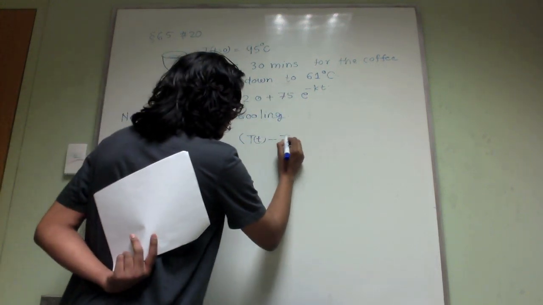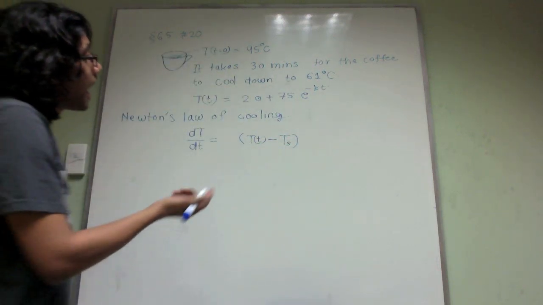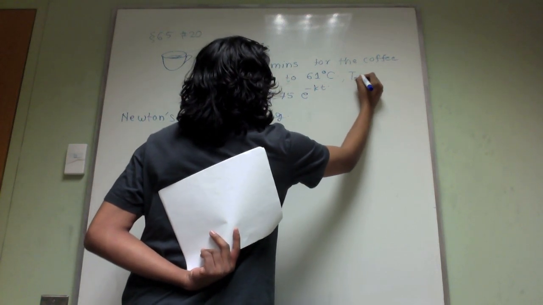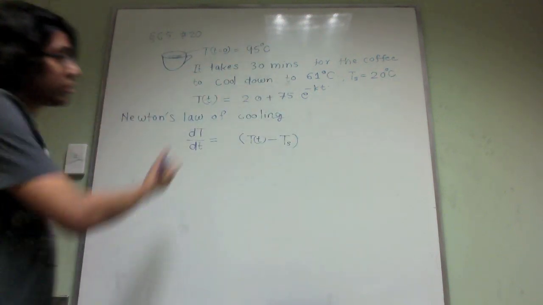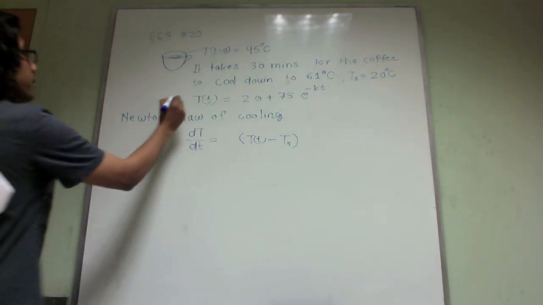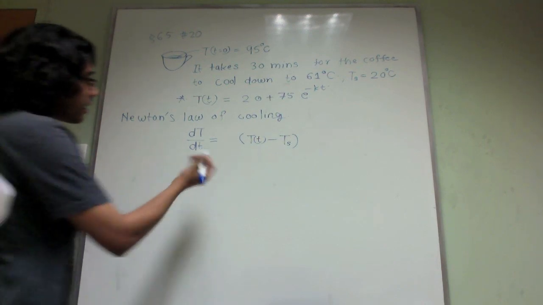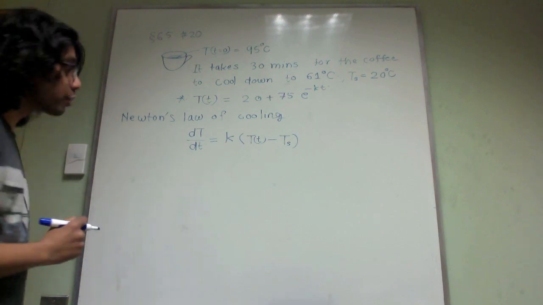In this case, the steady state of the coffee would be equal to the temperature of the room, and it is also given that the room temperature, the steady state temperature, is 20 degrees Celsius. So this is the problem statement. We want to prove that this statement holds. Also, this is a proportionality, and k is a constant of proportionality.